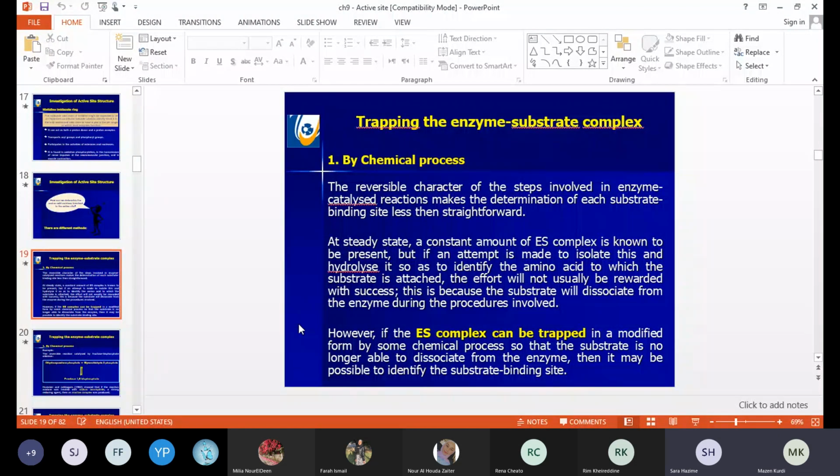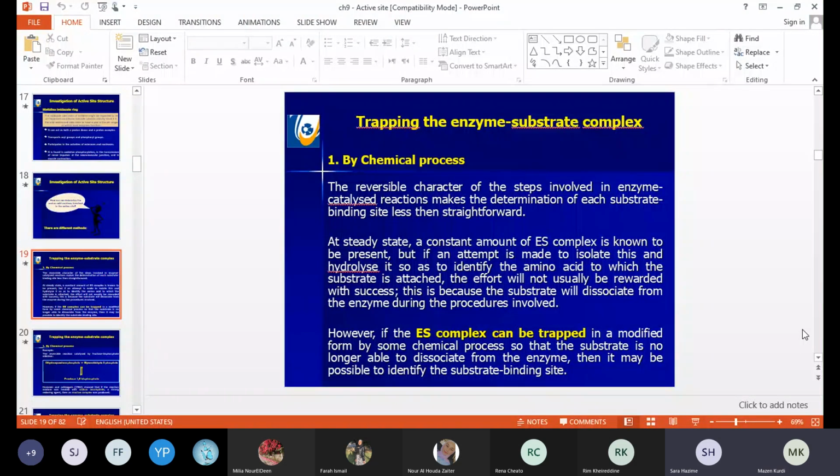If you try to do this, all your effort will not be rewarded with success, because the substrate will dissociate from the enzyme during the procedures involved in the isolation. So you will not be able to isolate naturally the ES complex. Okay. However, we can trap the ES.